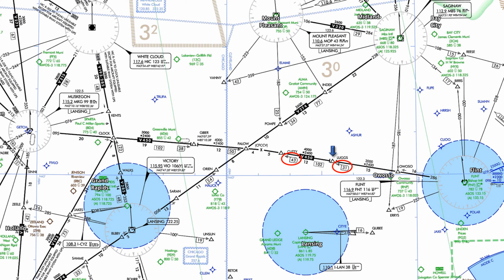16 miles plus 15 miles gives you 31. Cuddy is 43 miles. But if you notice, the arrow on Paolo is facing the other way. That one's assuming we're coming from the left, traveling east, so the distance is based off the Muskegon VOR.